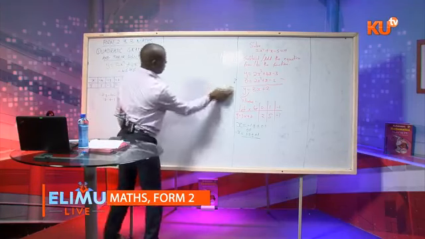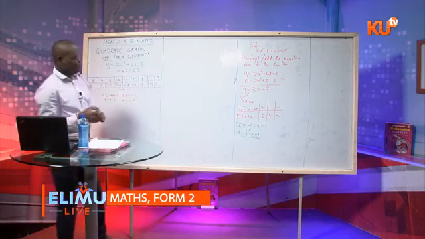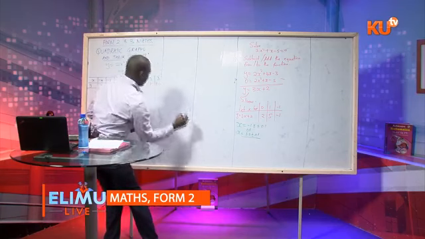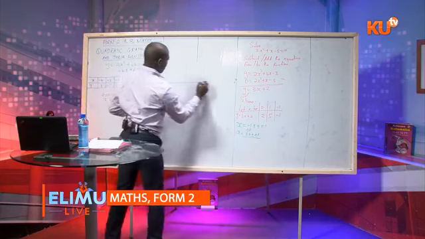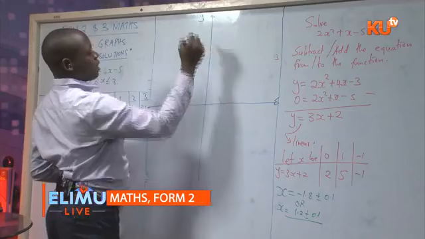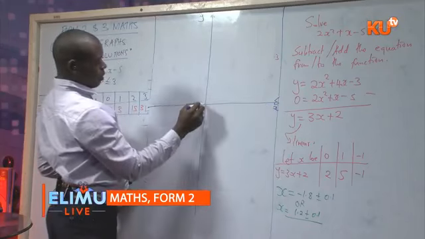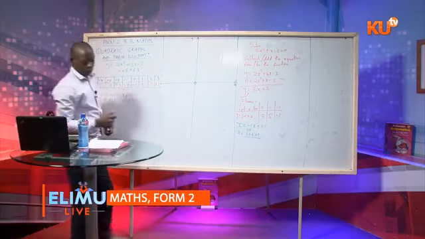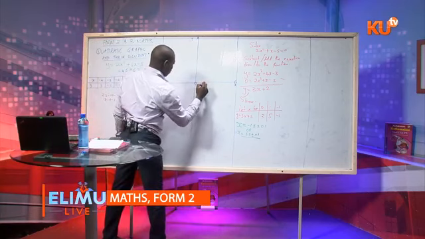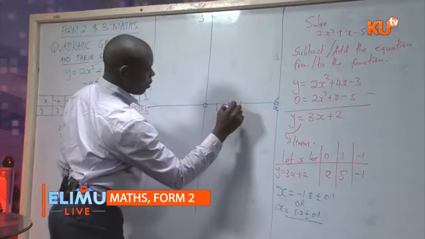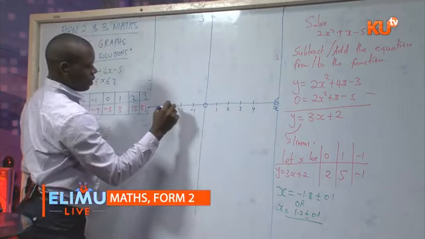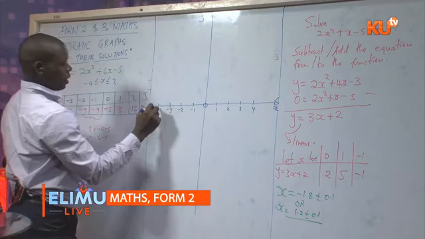So we will draw the curve for this case. Ensure you have the y-axis and the x-axis drawn using a ruler. This is the y-axis and this is the x-axis. They must be labeled. Then label the point O or the mark 0. Then we have 1, 2, 3, 4, negative 1, negative 2, negative 3, negative 4.